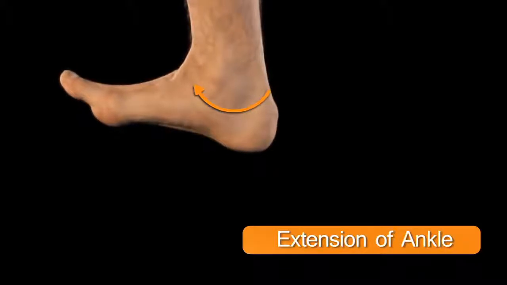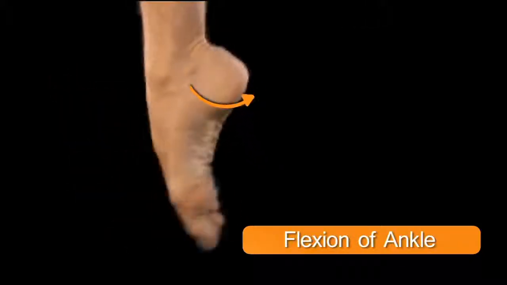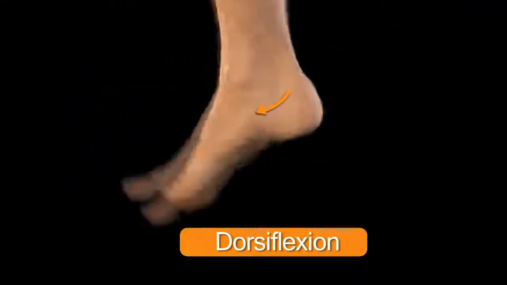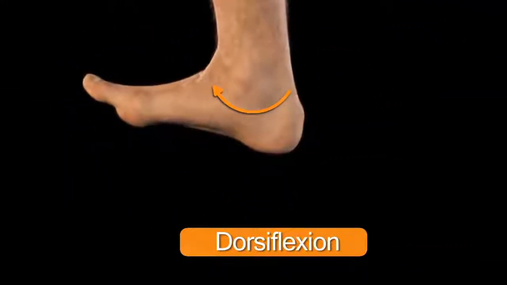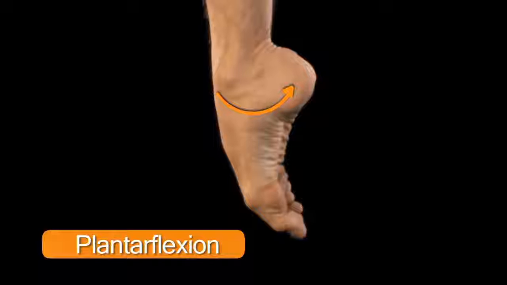Now, moving further down the lower limb, we come to the ankle joint, which is a uniaxial or hinge joint. The movements possible at the ankle joint are extension and flexion. Extension at the ankle joint, which is manifest as an upward movement of the foot, is also referred to as dorsiflexion. And flexion of the ankle joint, manifest as a downward movement of the foot, is referred to as plantar flexion.